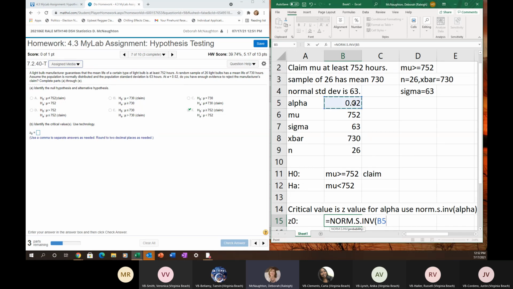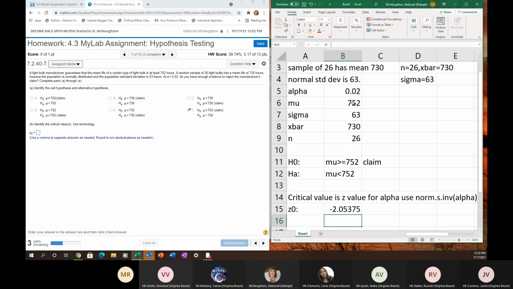So I'm just going to click on that. And that's the only thing that goes into this, is the probability. And that is negative 2.05375. And then we just want to check, because this tells me whether I have a right-tailed, left-tailed, or two-tailed test. It's always based on the alpha level. And since this is less than, I wanted to show you guys what that looks like.